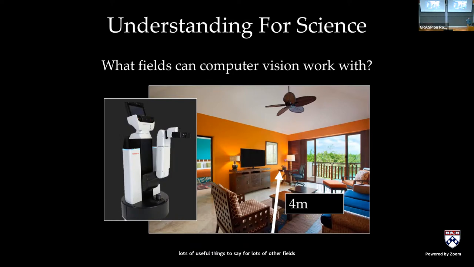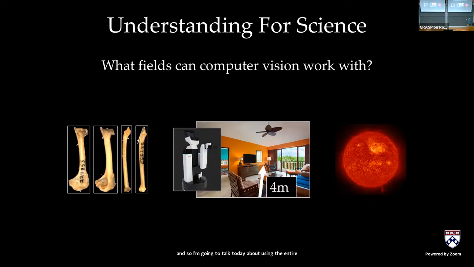And so I'm going to talk today about using the entire idea of measuring things. Like, for example, how big is this? Or what's the vector here? I'm going to talk about using it for fields that you probably haven't thought about. Like, for example, evolutionary ecology, where we're measuring bird bones. And then solar physics, where we're estimating things like vectors on the sun, which is a lot of fun. And I think this is going to be an increasingly large, important role for computer vision to play in working with these fields.